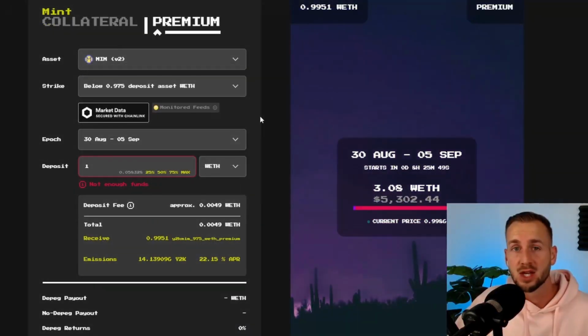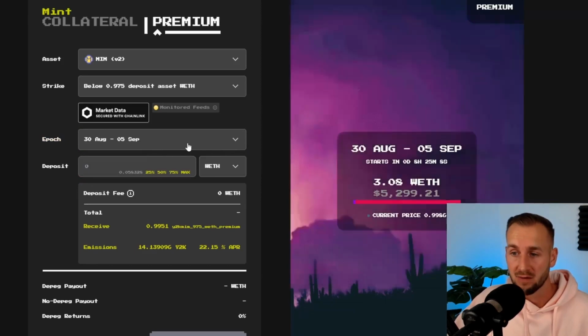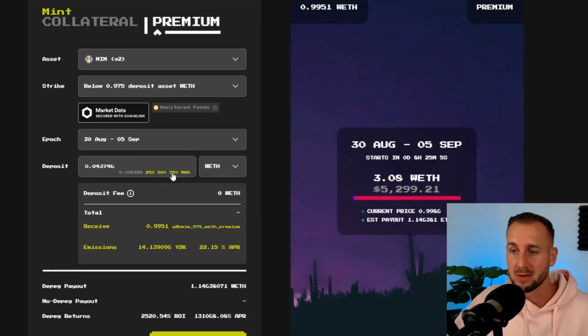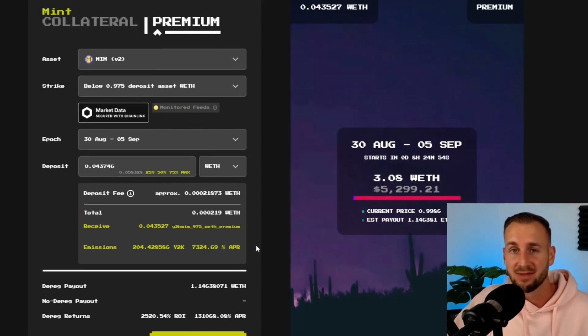So as an example here, you are a user exposed to the MIM token. This is Magic Internet Money. It should be pegged to 1 USD. However, if you've got a lot of exposure and you want to hedge against the risk of this depegging, what you can do is come here and mint a premium. Select your token, then select the strike price. As you can see, 0.975 cents. Current price is 0.9986. You then have to choose the next epoch. So this is the time frame within which you are getting the coverage. Then choose your deposit amount, and you would scroll down to the mint premium button down there, where it will mint you an ERC-1155 token, an NFT of your position.